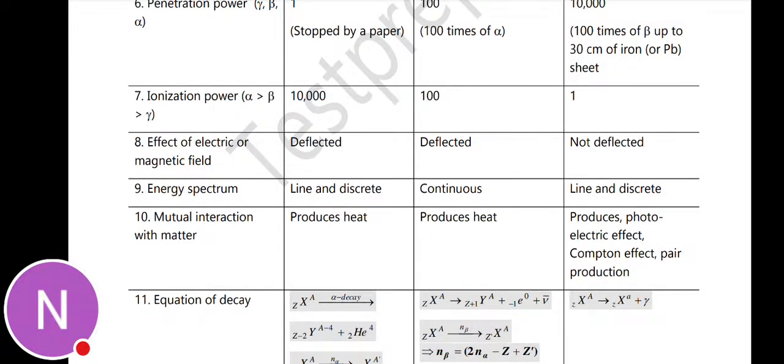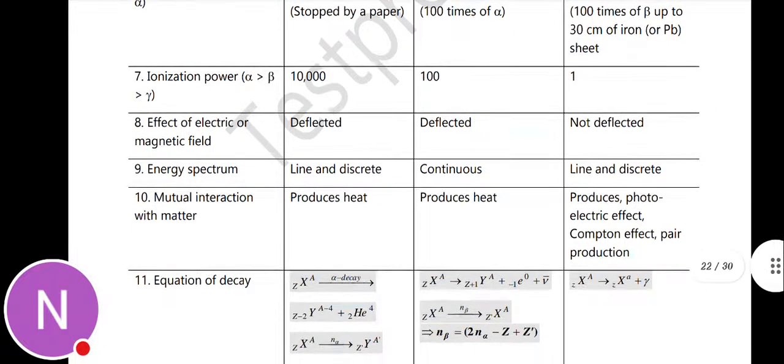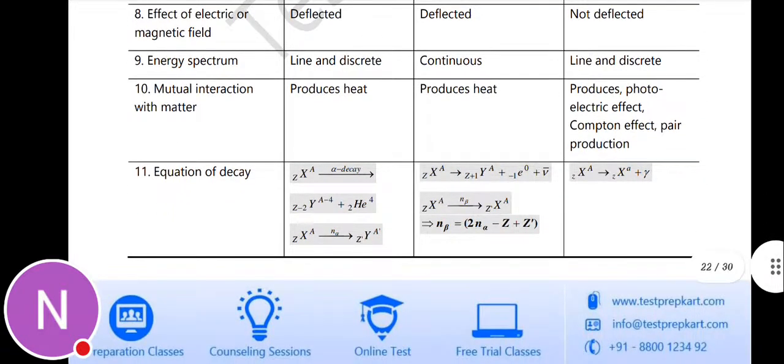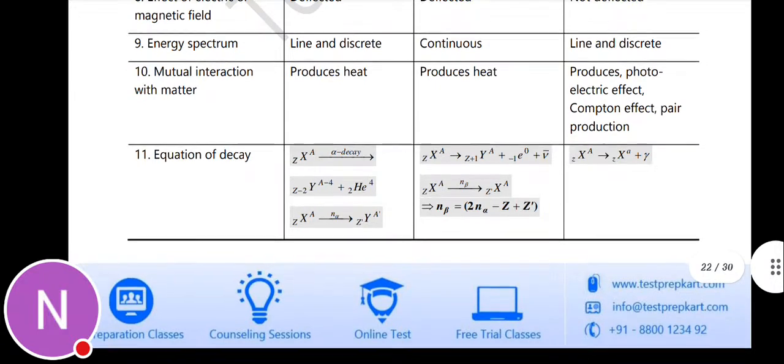Ionization power is 10,000 for alpha particle, 100 for beta particle, and 1 for gamma particle. Effect of electric or magnetic field: deflected for alpha and beta particles and not deflected for gamma particle. Energy spectrum: line and discrete for alpha particle, continuous for beta particle, and line and discrete for gamma particle.